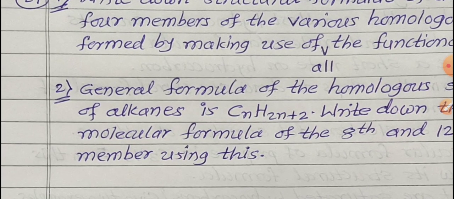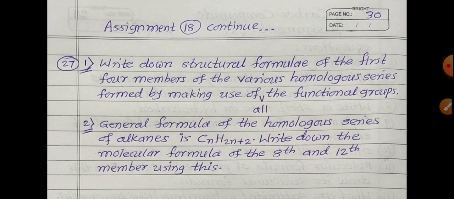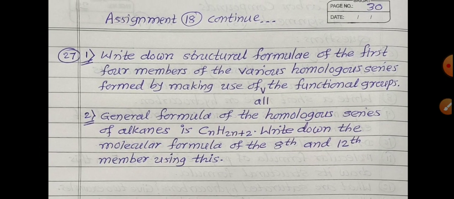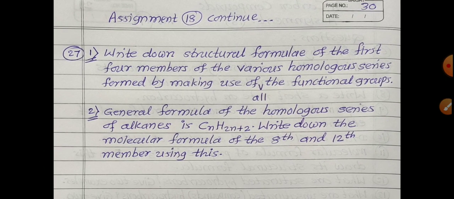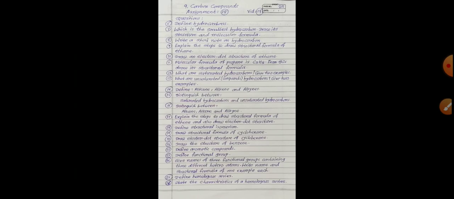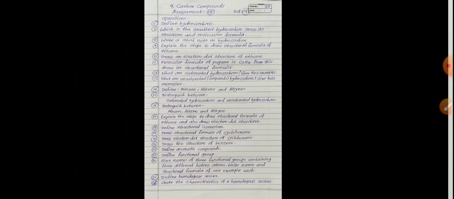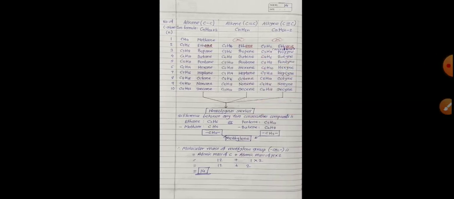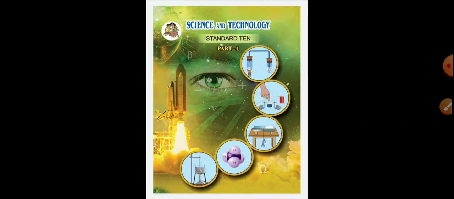This is the next one. Assignment number 18 in total. Actually the question numbers are continuing from the last videos, from the last lecture. So whatever questions are given in our assignment, try to write down the answers. See the video carefully and find out the answers of the given questions in our assignment.